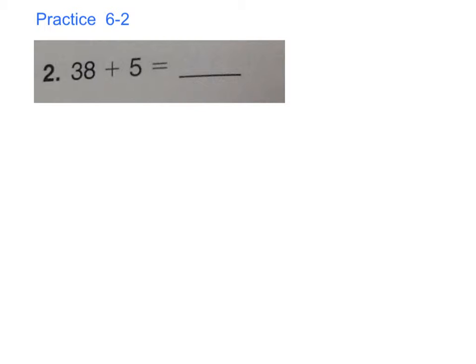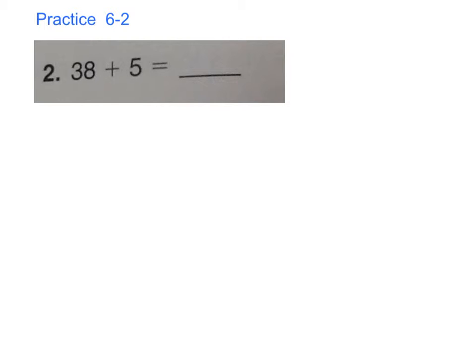This is for practice page 6-2. Please check to be sure you are now on the practice page 6-2. It is written at the top of your paper. We will show you how to draw the tens and ones in order to solve similar problems. Use the blank spaces next to each problem and keep your drawings small.